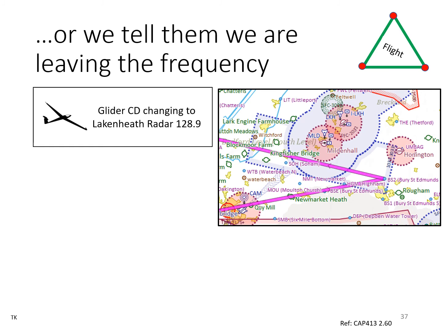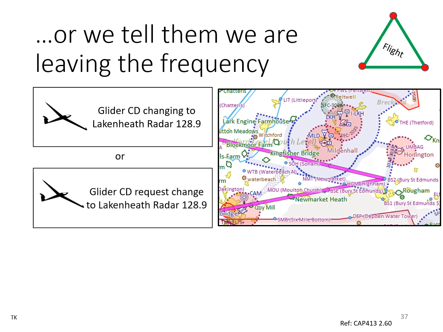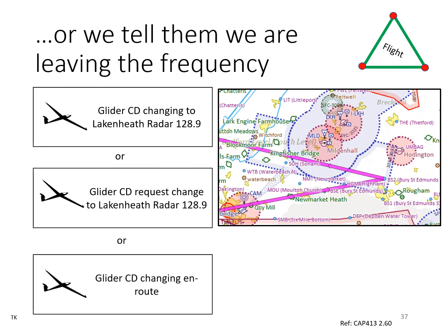Glider Charlie Delta, changing to Lakenheath radar 128.9. Or Glider Charlie Delta, request change to Lakenheath radar 128.9. Or just Glider Charlie Delta, changing en route.